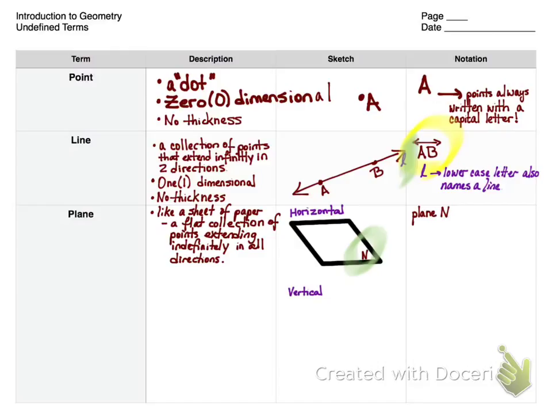Now how about drawing a vertical plane? Well, in this case, you're going to draw two vertical bars that are staggered and connect the endpoints. Very good. Now, another way to name a plane.